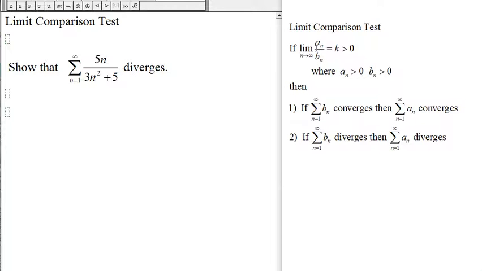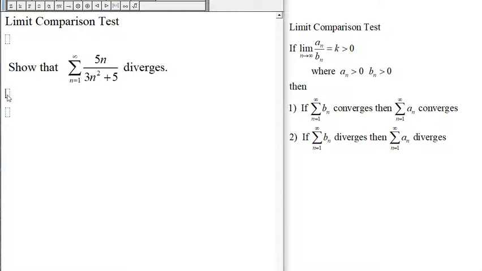The first thing is the limit of A sub n divided by B sub n is equal to a positive finite number. And then the second thing is we have to show that the series B sub n diverges. Then we can say that the series A sub n diverges. And so that's what we have to show.